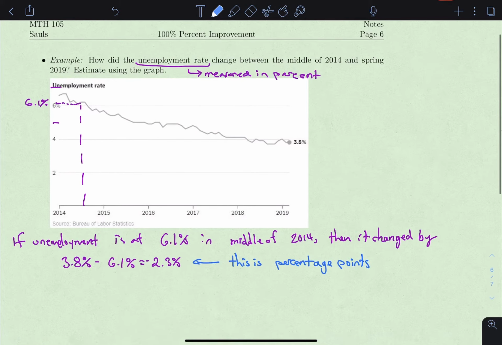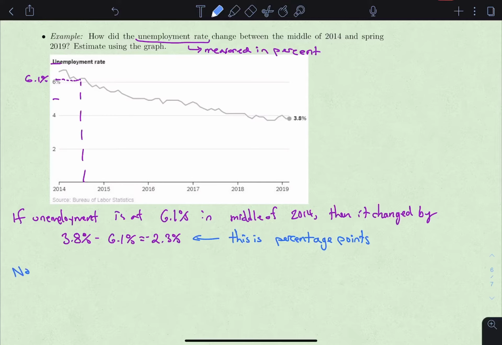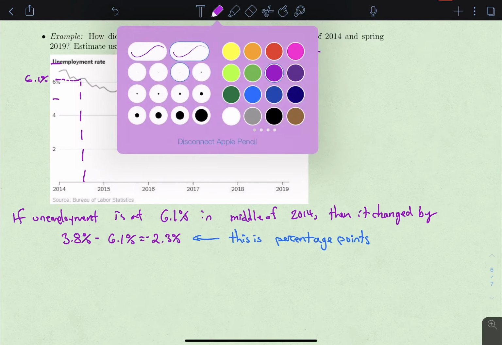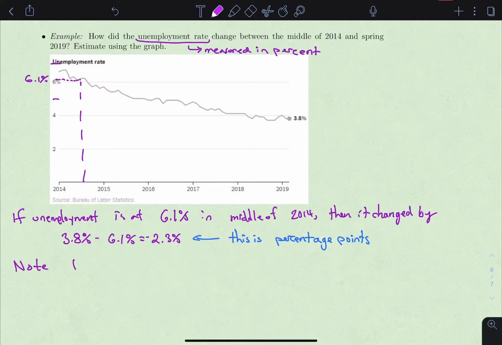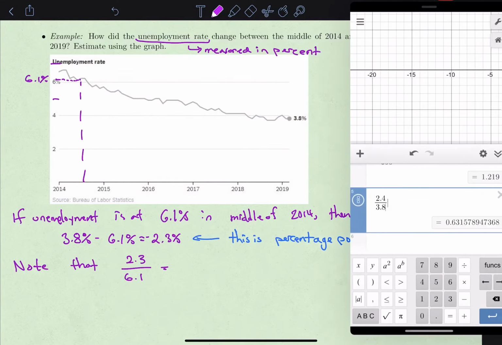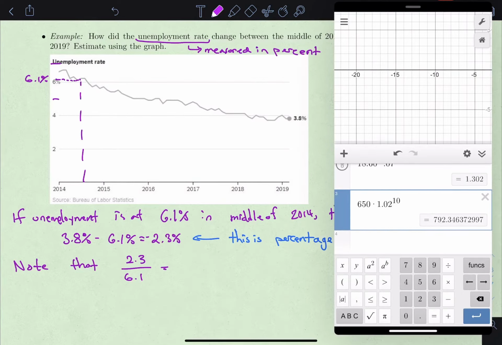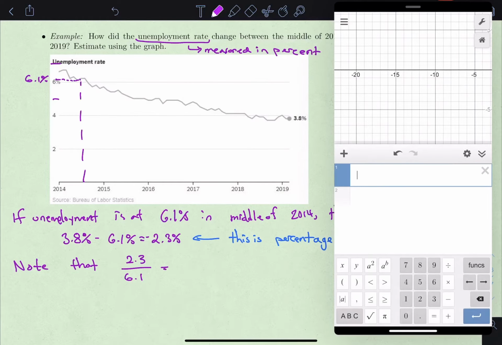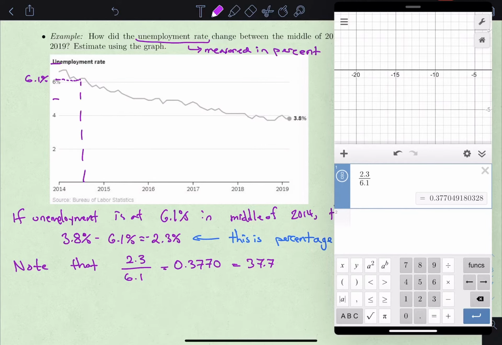Note that this is 2.3 of the initial value, 6.1. Bring that calculator back. 2.3 divided by 6.1 is 0.3770, which equals 37.70%.